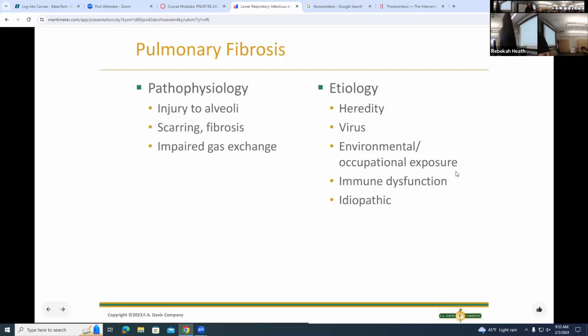It's more that a virus might cause scarring. It might cause damage to the lungs. Yeah, good question.